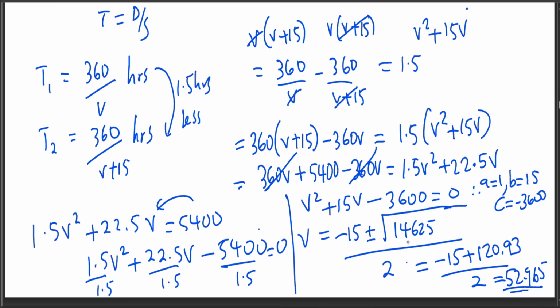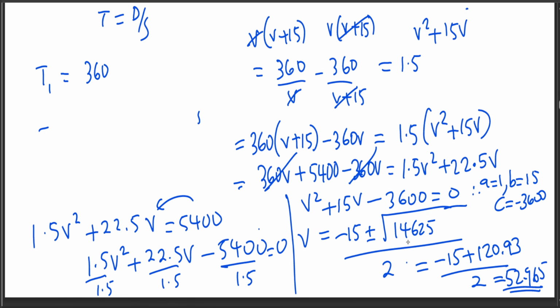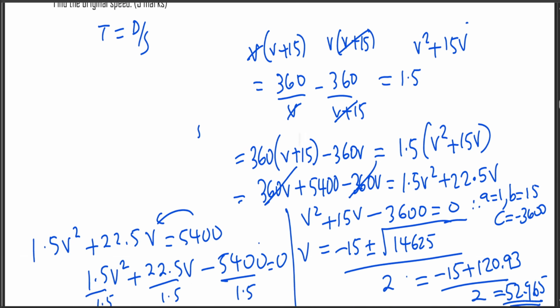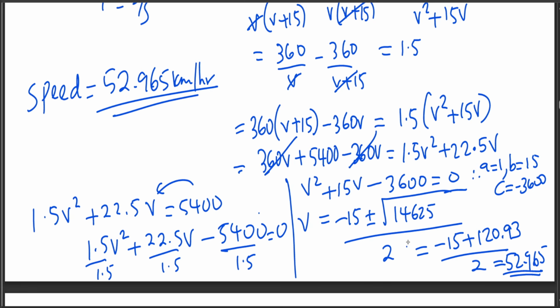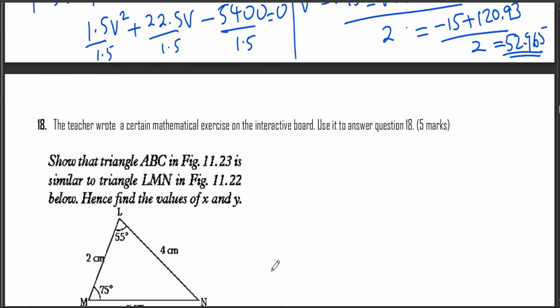So I don't have space here. Let me just write it somewhere here. So our v, which is our velocity, is 52.965. Okay, so that's the velocity of that car, of the bus. So the original speed is 52.965 kilometers per hour. Hope that answers the question. Okay.